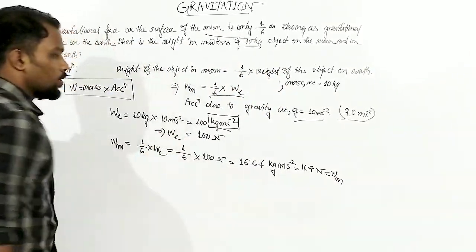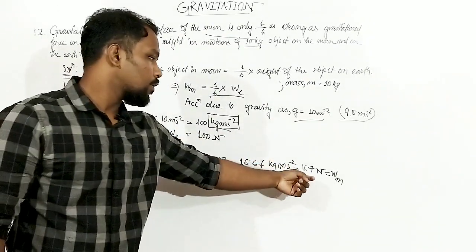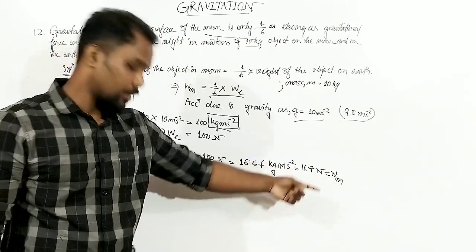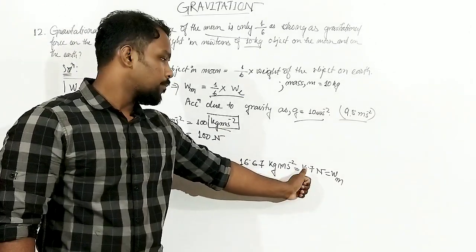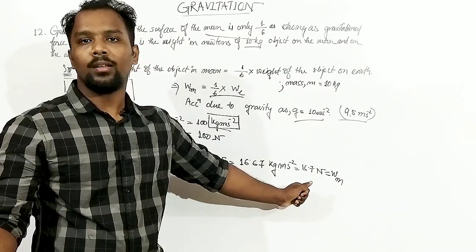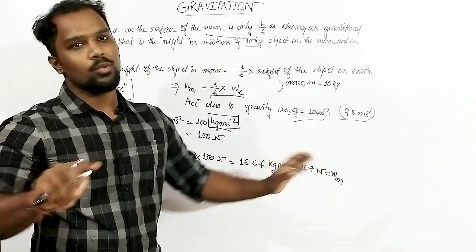On earth. So there is a difference, right? That is 100 Newton, and that is the weight of the object on the moon, actually 16.7 Newton. If you want to check, just multiply this 16.7 with 6. We know that 16 into 6 equals 96, and almost 0.7s are there. So you are going to get 7 into 4, that is almost 100 Newton.